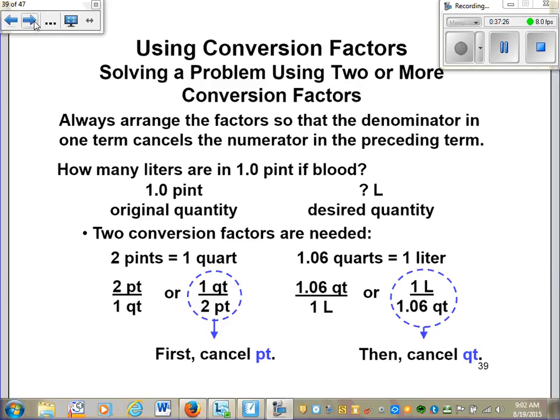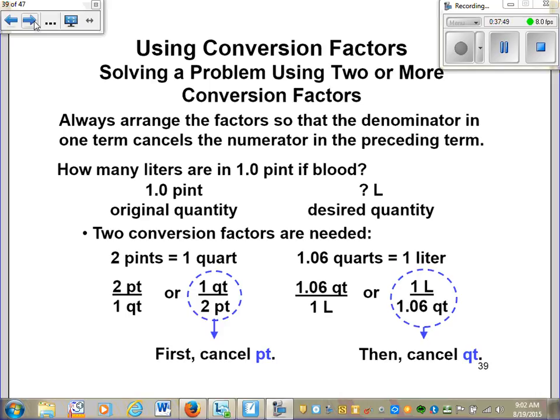But again, we can do it with 2 or more conversion factors. It's a step-by-step process. We can do 2, 3, 4, 5, 6 steps. How many liters are in a pint of blood? We're starting with 1 pint. We want to know liters.